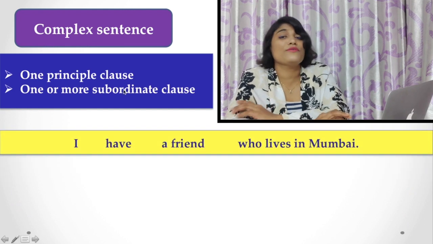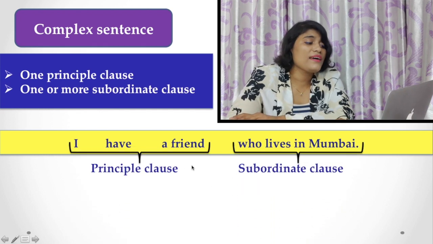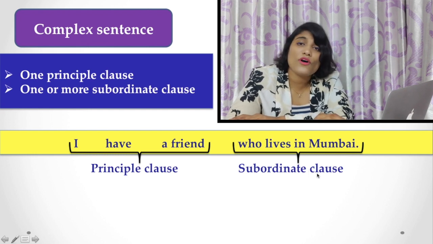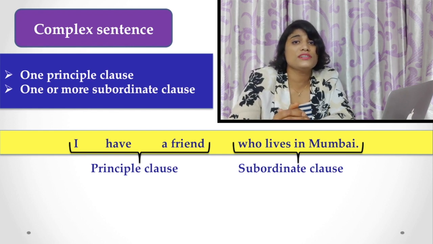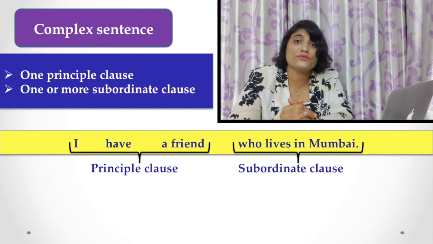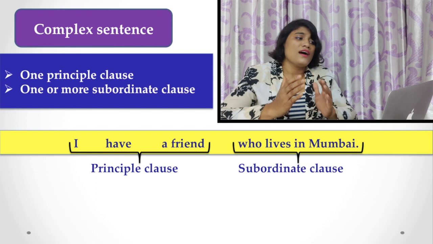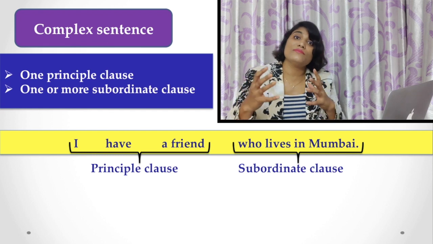And here, if you consider this example, I have a friend who lives in Mumbai. Here you find I have a friend is a principal clause or main clause, who lives in Mumbai is a subordinate clause. It is very important to know that a complex sentence is easy to recognize, because in a complex sentence you find one independent clause and one subordinate clause, and if we consider these clauses individually, they do not have any proper meaning or complete sense.